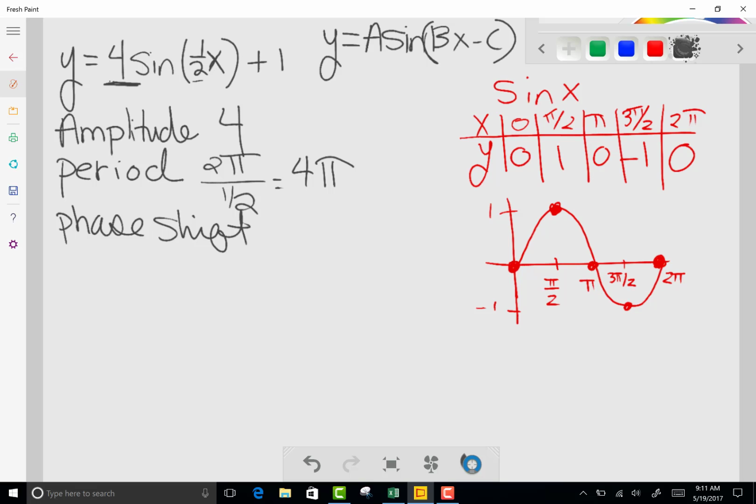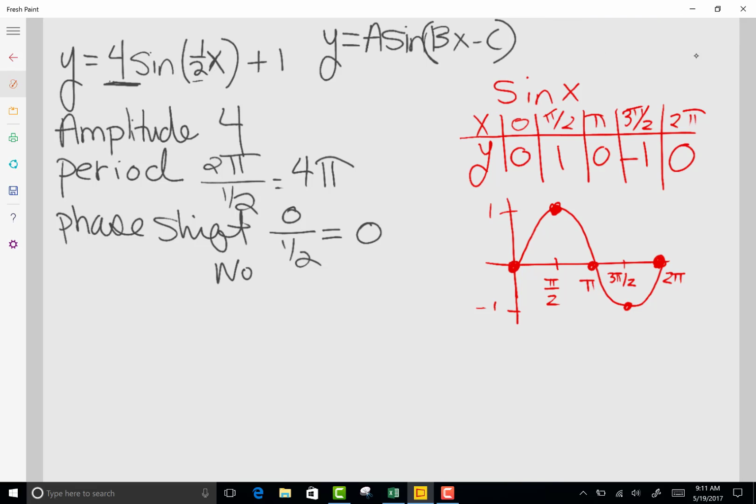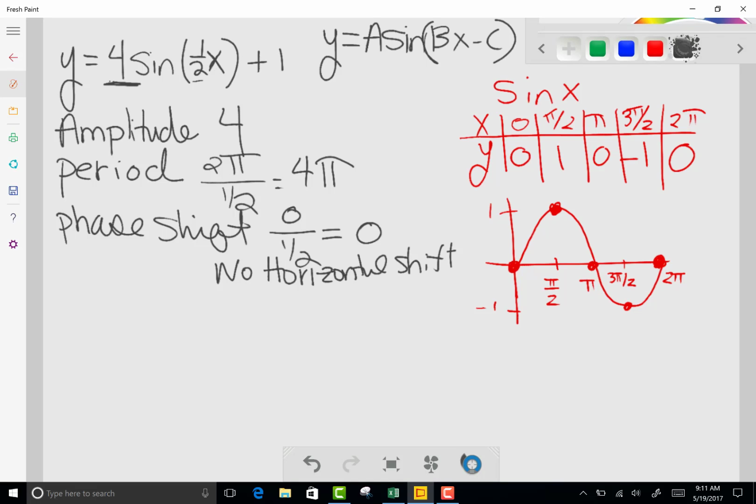Our phase shift is our value of C over B. And in this case, since C is 0, I have 0 over 1/2, which is 0. This tells me that there's no horizontal shift. It's still going to start at x equals 0.